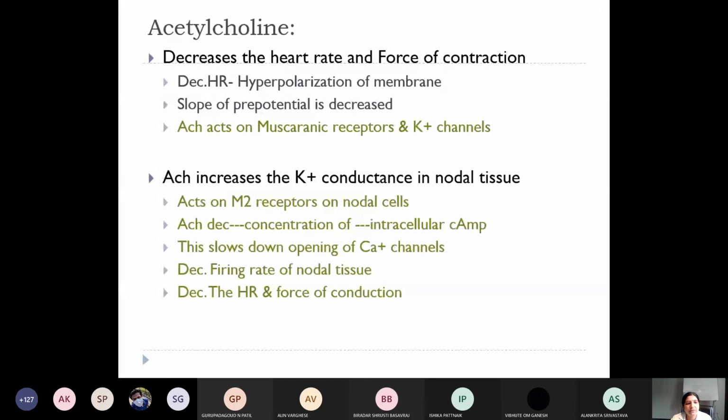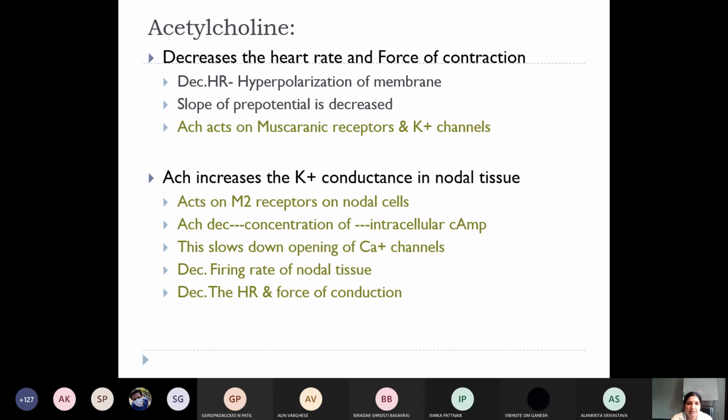What is the physiological basis of how acetylcholine brings about this decrease in heart rate and force of contraction? It acts on muscarinic M2. Here again the types M1, M2 are there. The M2 receptor is predominant in the nodal tissues of the cardiac muscle. When it is activated, acetylcholine decreases the concentration of intracellular cyclic AMP, and this slows down the opening of calcium channels, and slowing of calcium channels leads to a decrease in the firing rate at the nodal tissue, and therefore heart rate and force of contraction are reduced.